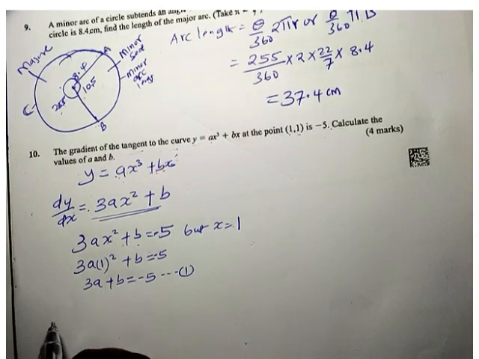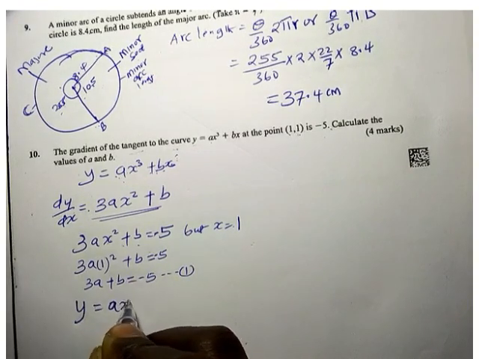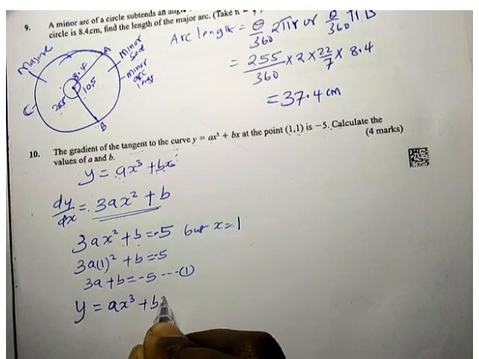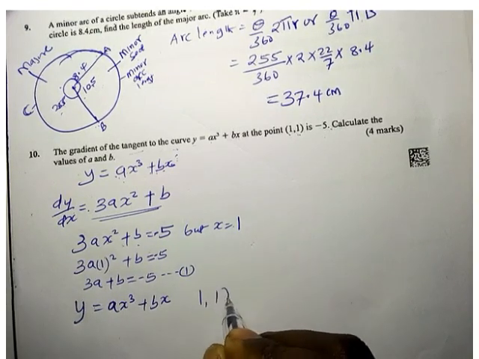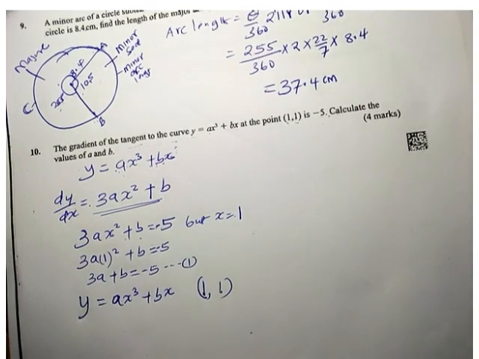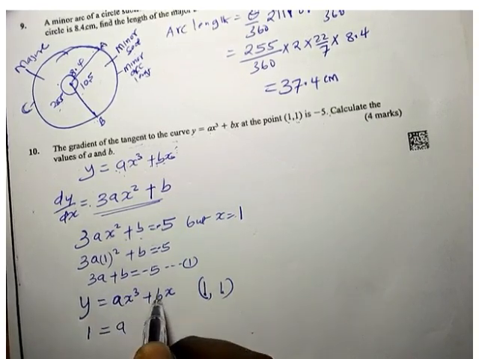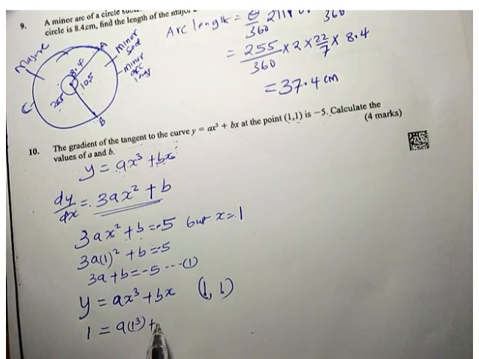So to get equation 2, you take the equation of the curve y is equal to ax cubed plus bx. Use this point 1, 1 and substitute where you see the value of x with the x coordinate. Where you see y, you substitute with the y coordinate. So we are going to have 1 is equal to a times 1 raised to power 3 plus b times 1. So we are going to have 1 equal to a plus b. And this is our equation 2.